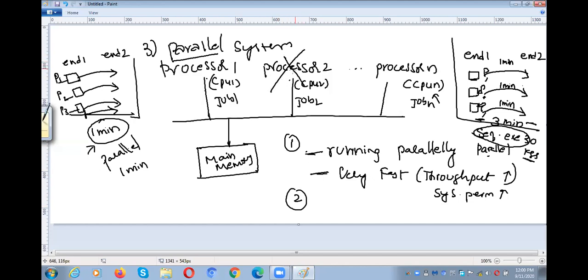Whenever processor 2 fails, the work of processor 2 will be taken care of by processor 3 maybe, or it may be taken care of by processor 1. That means failure of one processor cannot disturb the work of other processors. Even if processor 2 fails to work, processor 1 will work fine, processor 3 will work fine, and processor n is also working fine. So one processor failure will not disturb the entire system. That is called fault tolerance.